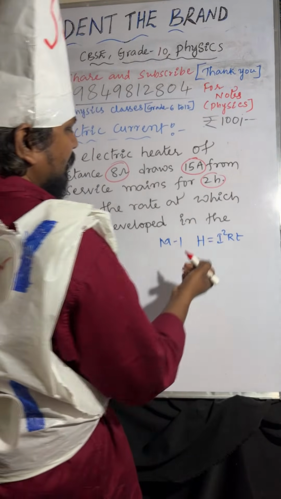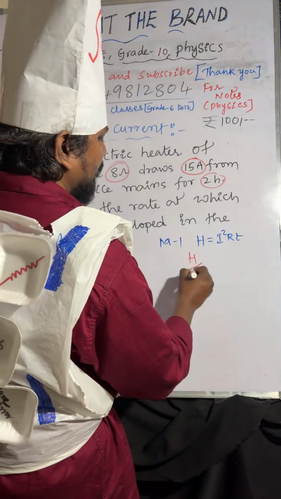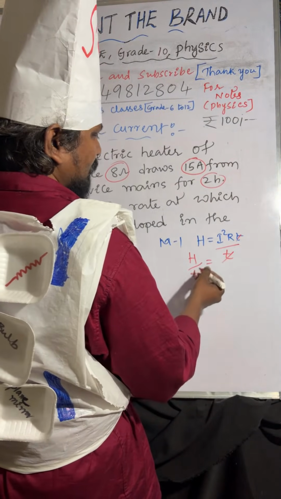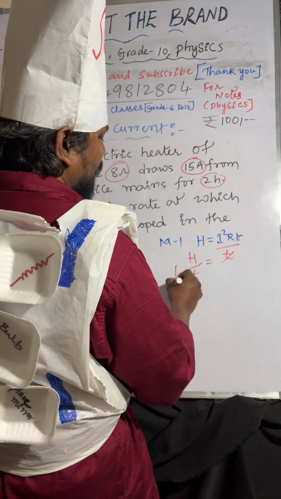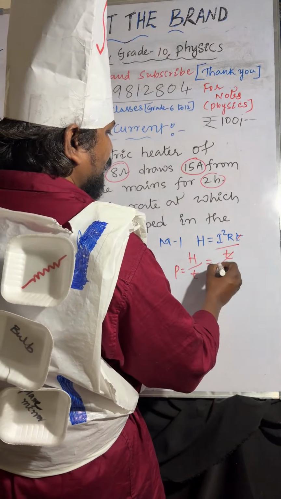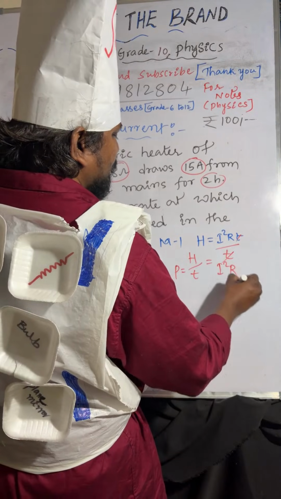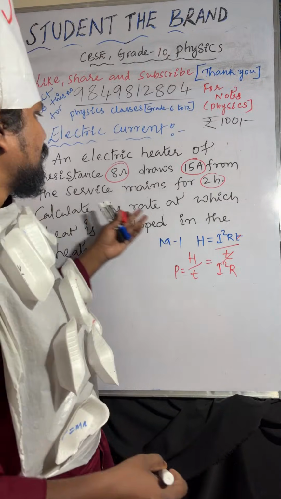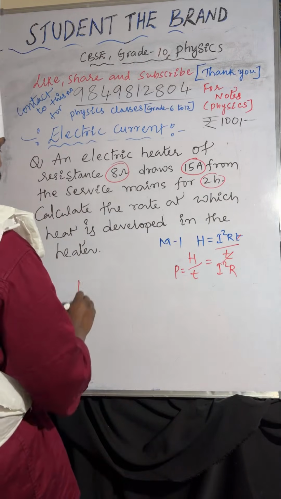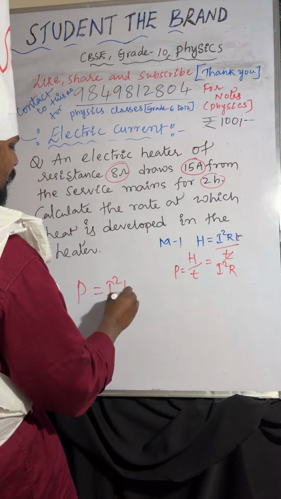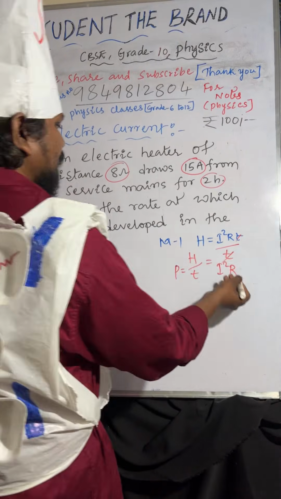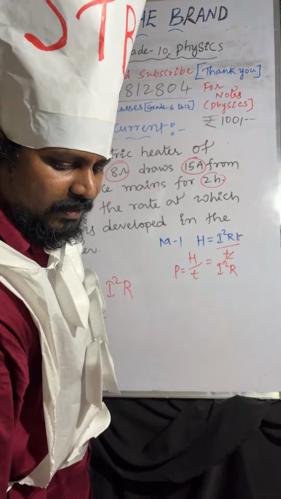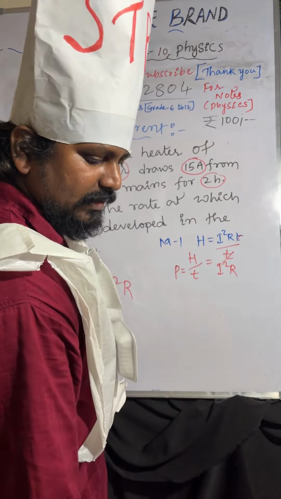First find out H, and then you can do H by T. Then the T gets cancelled and that becomes power, right? Anyway, the final formula is I square R only. So you can find out directly P equal to I square R. If you do this method also, you'll get the same answer.